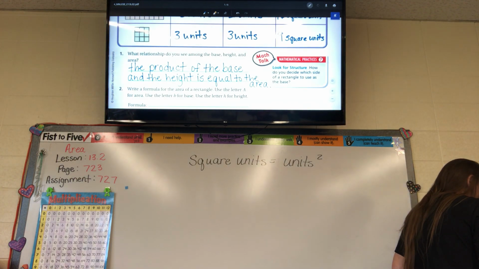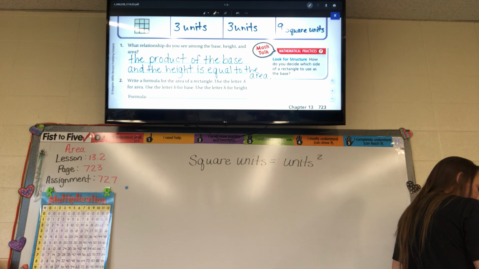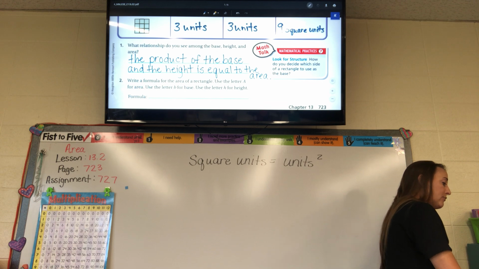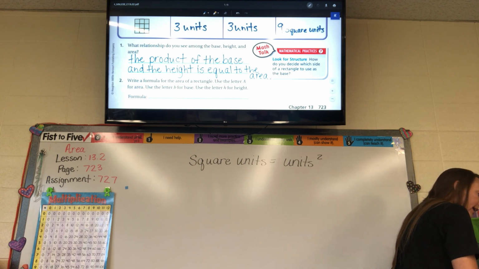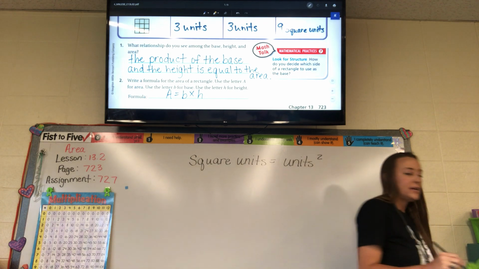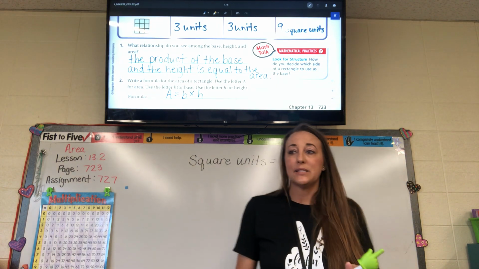Write a formula for the area of a rectangle. Use the letter A for area, B for base, and H for height. So area, capital A, equals lowercase b times lowercase h. Area equals base times height.